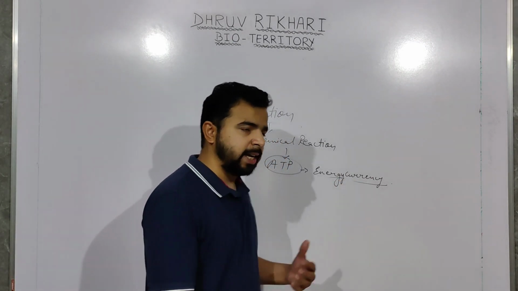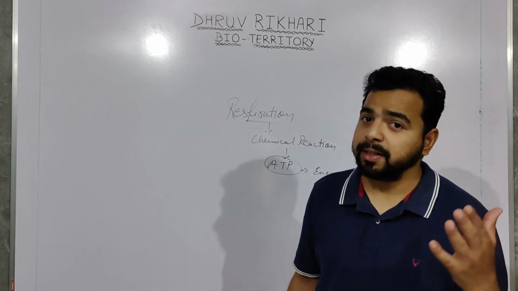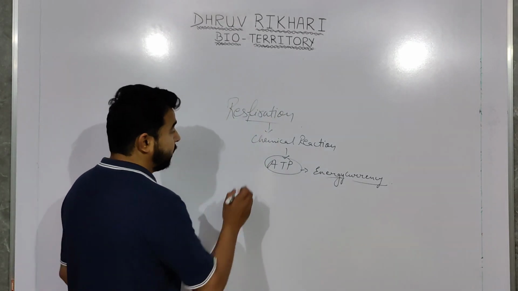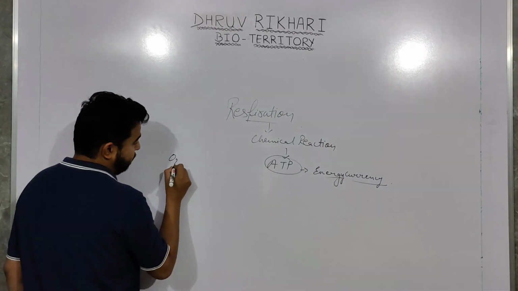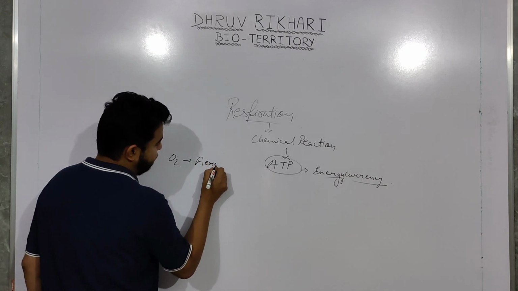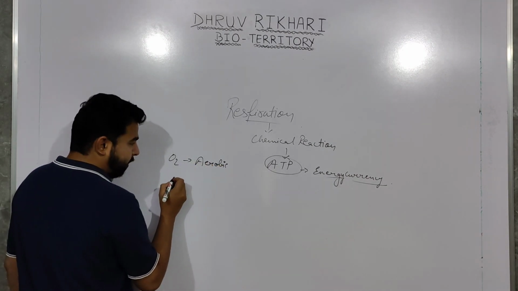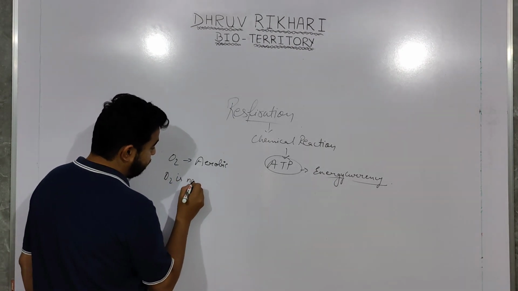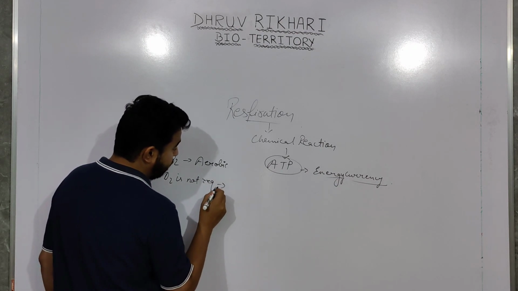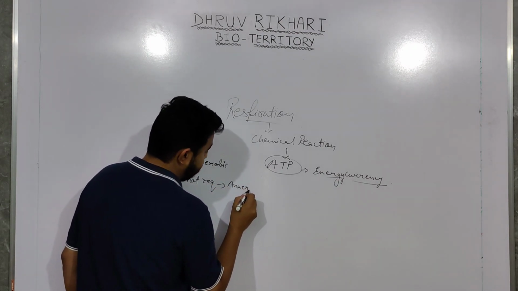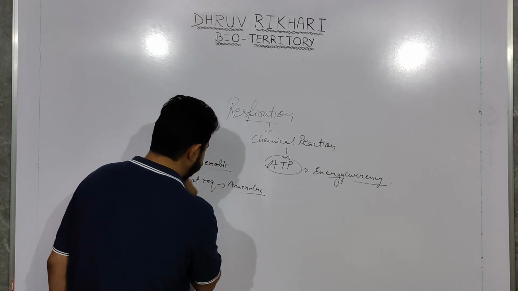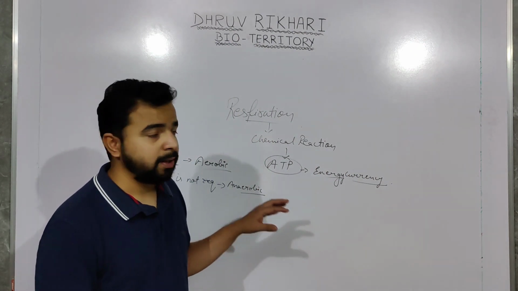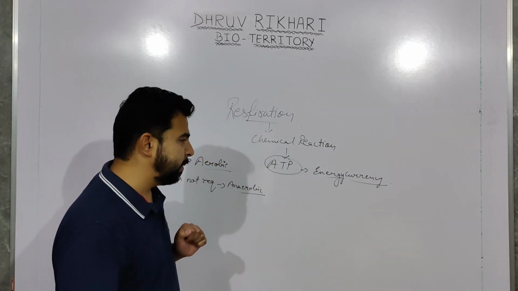So in respiration, what is actually happening? The respiration process can occur either in the presence of oxygen or in the absence of oxygen. When the respiration process occurs in the presence of oxygen, when oxygen is required, we call it aerobic respiration. And when oxygen is not required, we call it anaerobic respiration. So we will understand what this respiration process is.